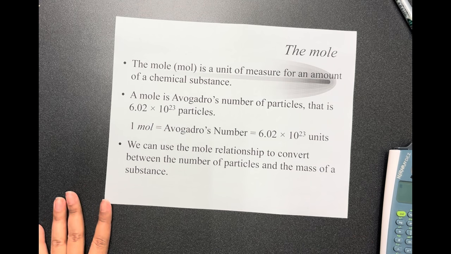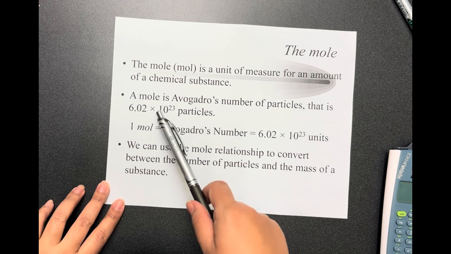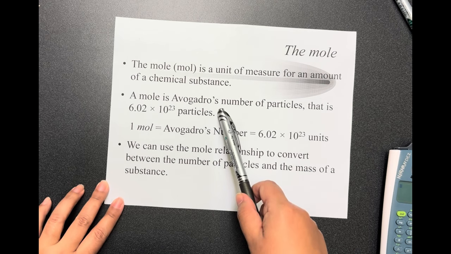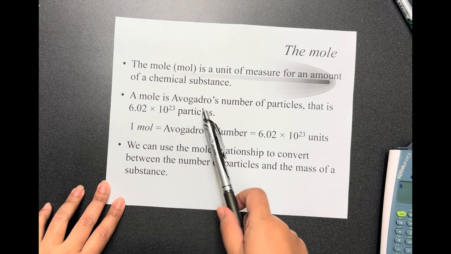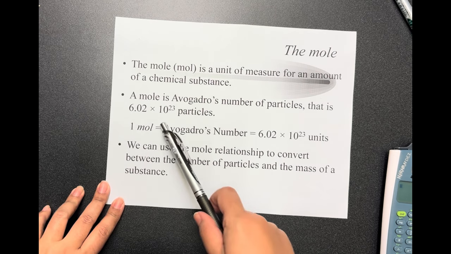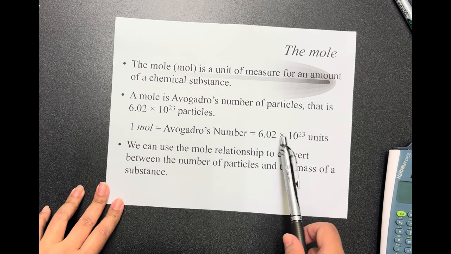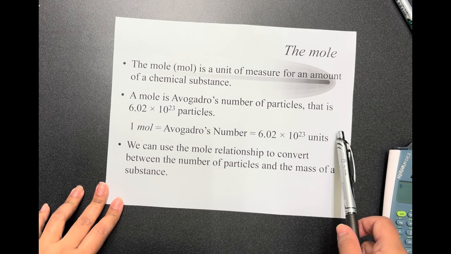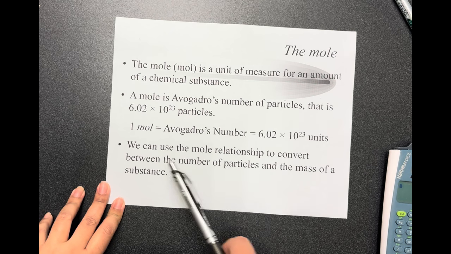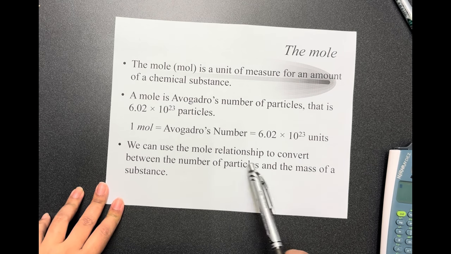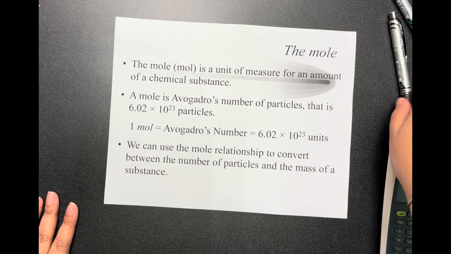Okay, so just a little recap. Remember that the mole is a unit measure of an amount of substance. A mole is also referred to as Avogadro's number, and that is 6.02 times 10 to the 23 particles. So if you see the word 1 mole, or the words Avogadro's number, that is referring to this number, 6.02 times 10 to the 23 units, either atoms, molecules, or particles. We can use the mole relationship to convert between the number of particles, which we just did, and the mass of a substance, which we're going to do next lesson. I hope this helped.